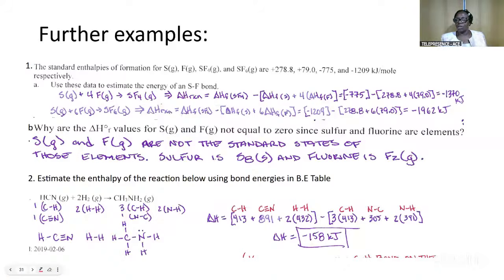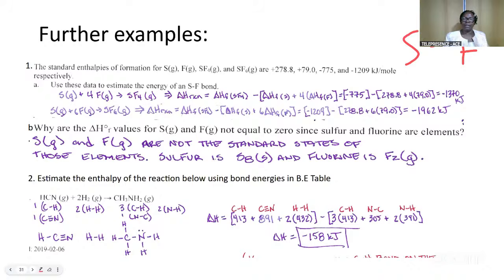So while I'm waiting to see your question, let me be taking this example. I've put these examples for you to see that there are different questions you can come across in considering bond energy, bond dissociation energy. So if you look at what we have here, the question is about SF bond. I hope you can see it very clearly, although I copied and pasted it from somewhere.